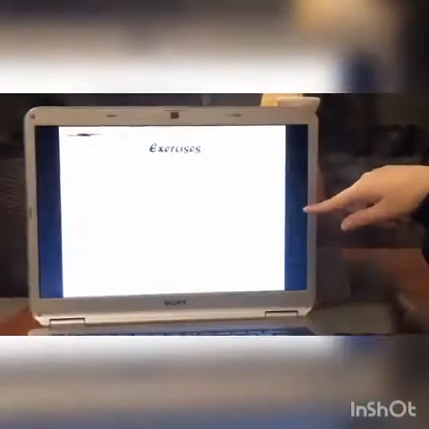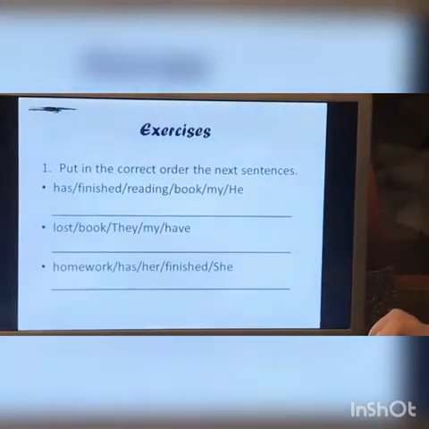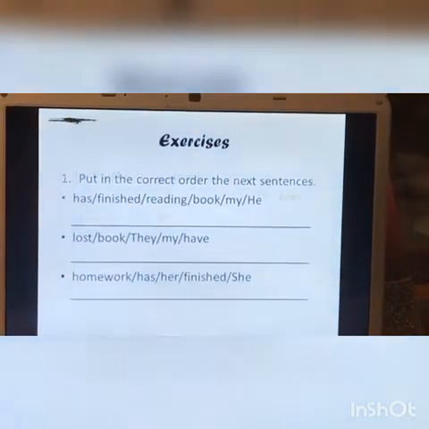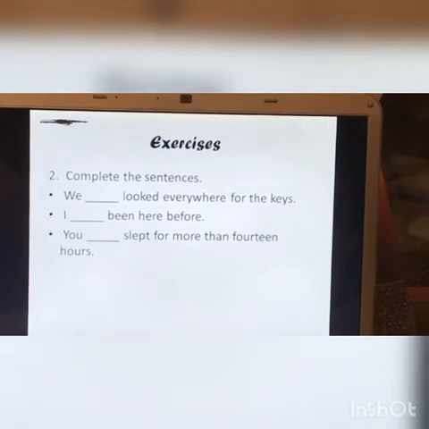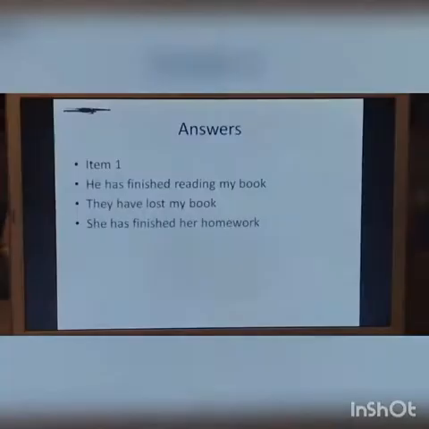We are finished with the presentation, and with my friends we leave you some exercises so that you can practice the present perfect. 1. Put in the correct order the next sentences. 2. Complete the sentences. And 3. Complete the sentences with the correct adverb.